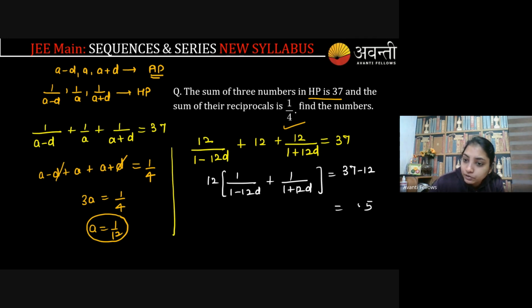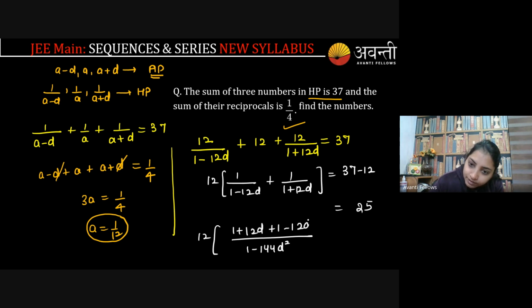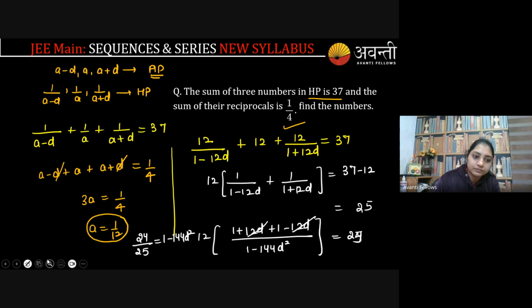So it means 5 and 2, 25, right? So 12 as it is outside, 1 minus 144D square. And I just rewrite this as 1 plus 12D plus 1 minus 12D. Agree, bacho? Is equals to 24 upon 25. And it's cancelled. It means 24 upon 25 is equals to 1 minus 144D square. Yes or no? Is this part clear to everyone?